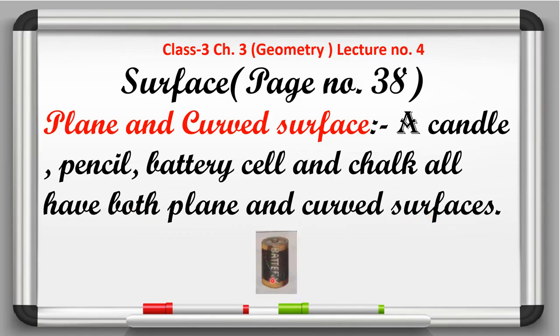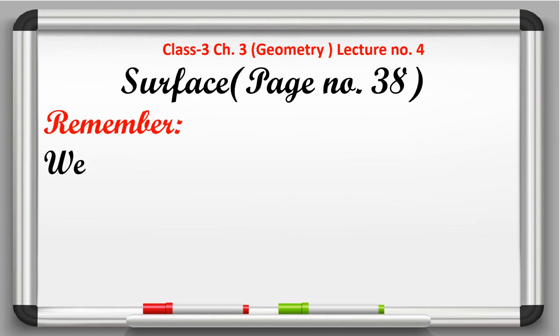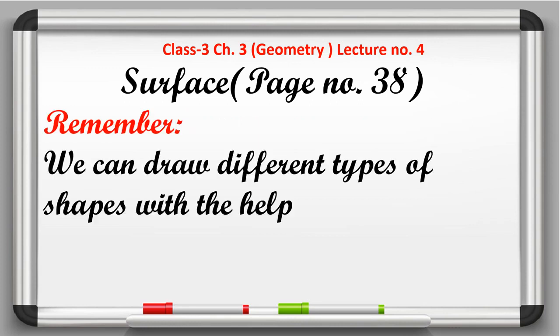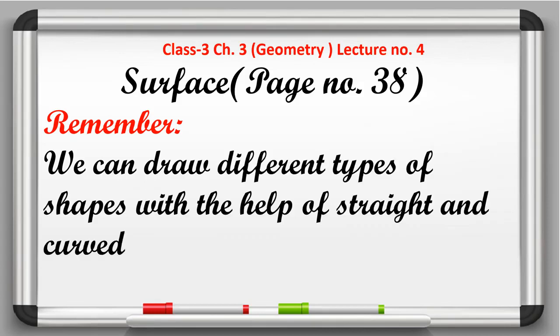So here you can see this is the battery cell. So in this is the plane surface. Okay, and bottom part also the plane, but this part is curved surface. Understood? तो इनके अंदर दोनों ही तरह के सरफेस हैं, plane surface भी है और curved surface भी है. Understood? Now beta, remember this thing that we can draw different types of shapes with the help of straight and curved lines. Understood beta?